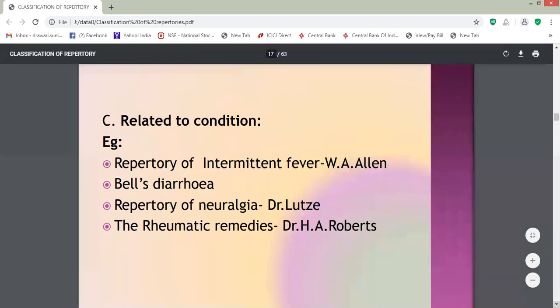Then the clinical repertory based on some clinical condition. For example, repertory of intermittent fever by W.A. Allen or Allen's intermittent fever, then Bell's diarrhea, then repertory of neuralgia by Dr. Lindsay, then rheumatic remedies by Dr. H.A. Roberts.